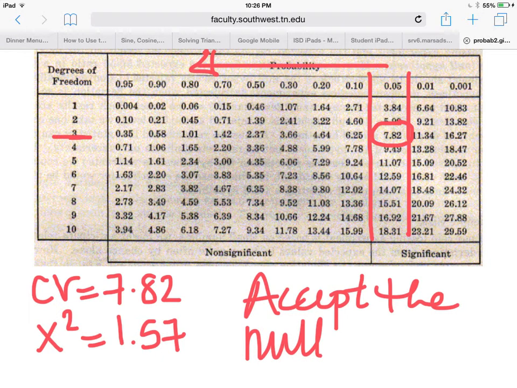Okay, and that's just saying that any differences we see between our observed numbers and our expected numbers are due to random chance, nothing more.